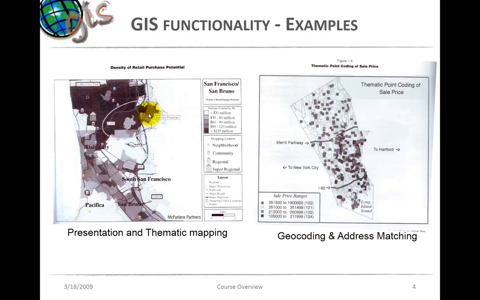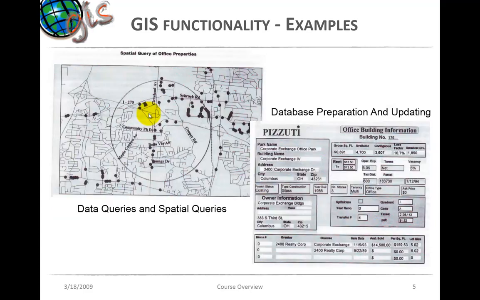We have learned about presentation and thematic mapping, how to download census data and map it, which is a pretty crucial part of a GIS analyst or GIS specialist job description. We have also learned how to geocode and do address matching, which is also a pretty, this is the nuts and bolts of GIS we are talking about here. Again, we learned how to perform data queries and spatial queries.